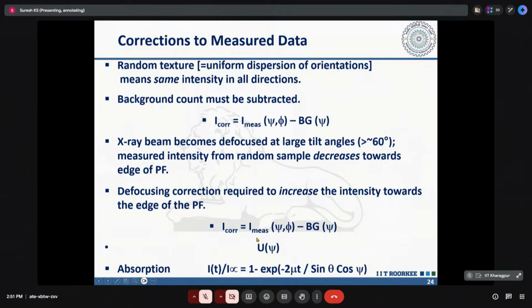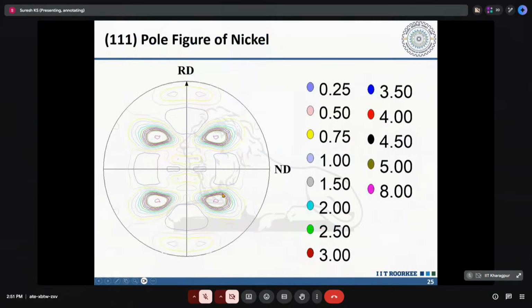In addition to that, depending upon the incident angle, the amount of X-rays being absorbed in the sample may also vary. So that absorption should also be taken into account. Now, once you do all of these things, using the orientation distribution function, by taking into account all the three pole figures in the case of FCC or cubic metals, we can get the complete pole figure information.